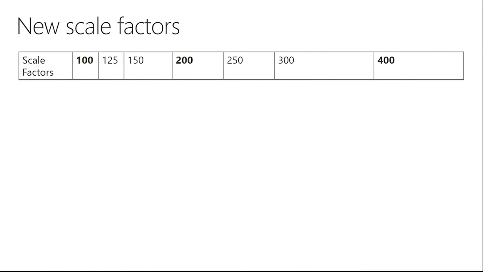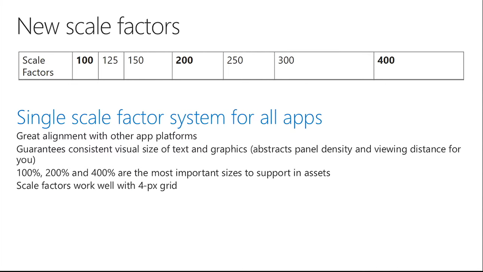100, 200, 400, and there are some others as well. So it's a single scale factor system for all of our apps. This is a great alignment with other app platforms and guarantees consistent size across all of our different systems. And I was talking in the adaptive UI session yesterday about the 4-pixel grid being the magic number.